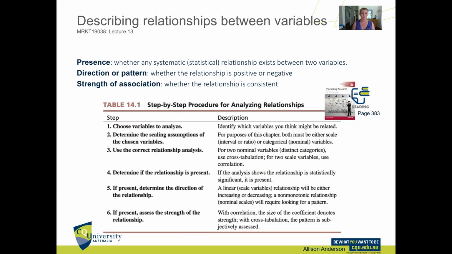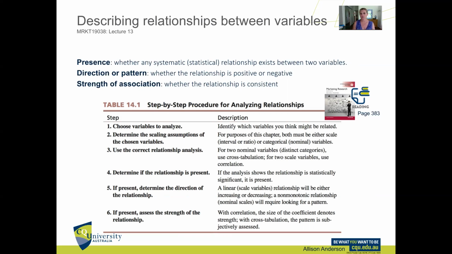So then, number 3, use the correct relationship analysis. For 2 nominal variables, which are distinct categories, i.e. apples and pears, use cross-tabulation. For 2 scale variables, use correlation. A scale variable might be desirability scales or preference scales, those sort of things, so on a Likert scale, for example. Okay, number 4, determine if the relationship is present.